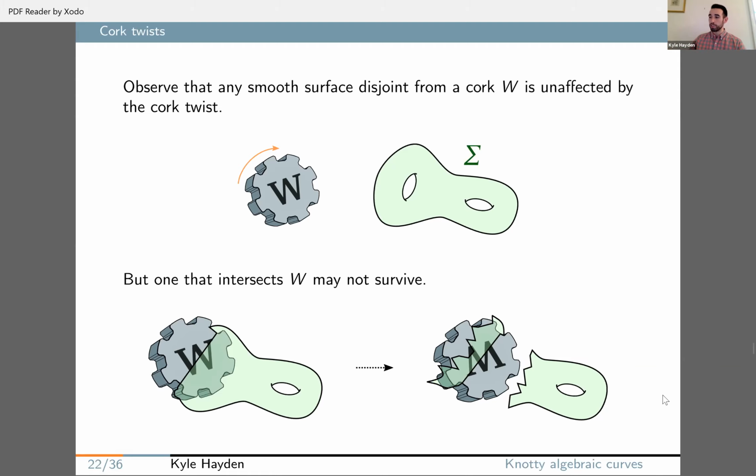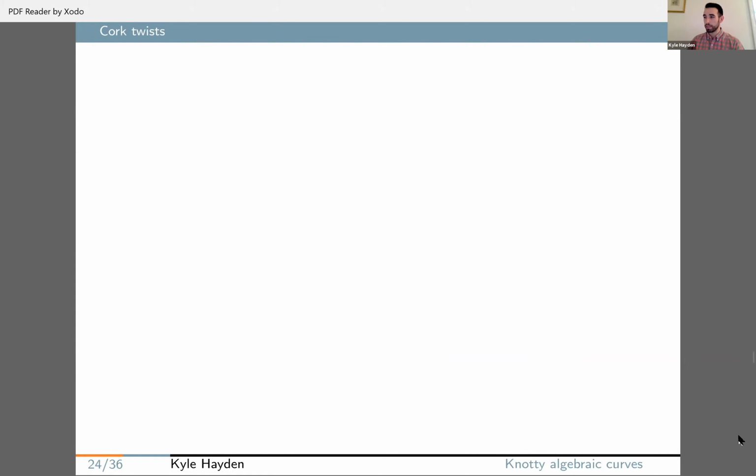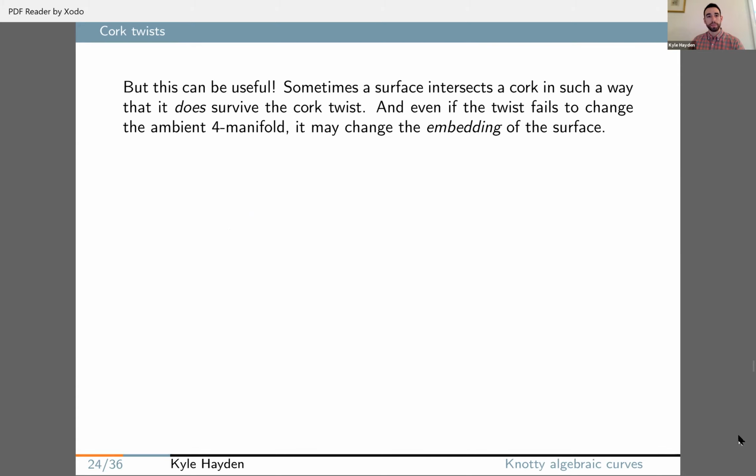Okay, so these are two extremes of what could happen. But there's another possibility, which is that sometimes a surface can survive a cork twist in a funky way. The underlying point is that sometimes you do a cork twist and it doesn't change your smooth manifold. This can happen if you name your cork Z, or sometimes N, depending on the font. And sometimes if a surface hits a cork in just the right way, the 4-manifold might be unchanged by the cork twist, but the embedding of the surface might be changed.